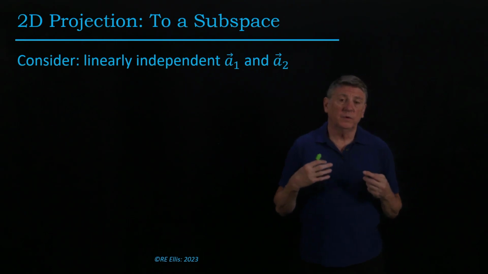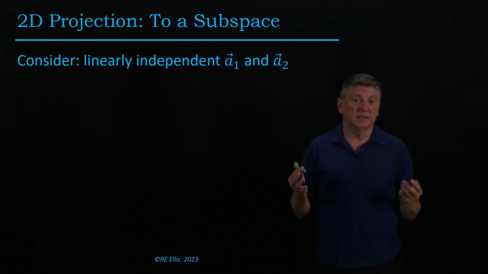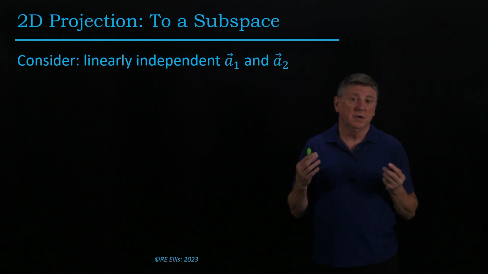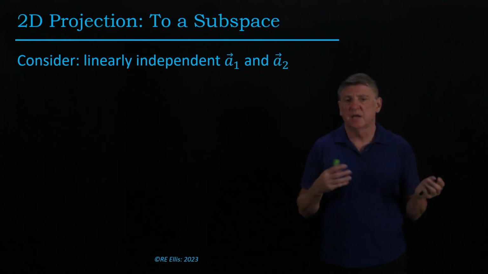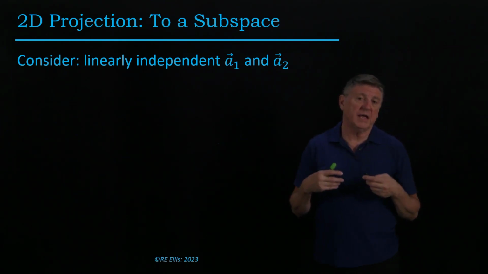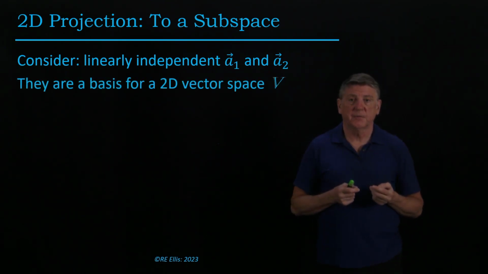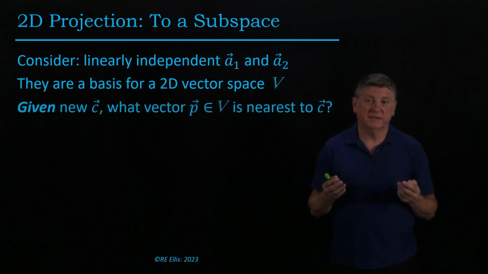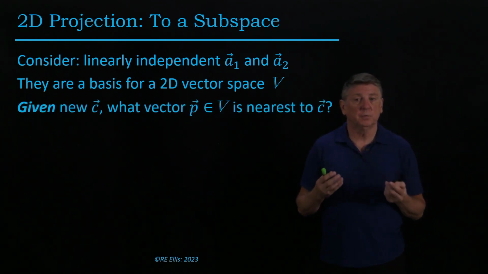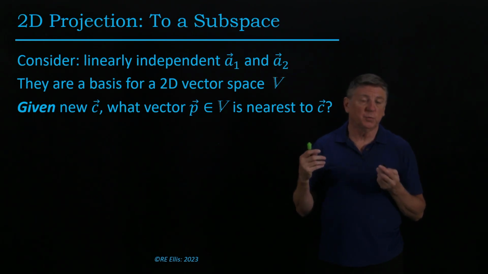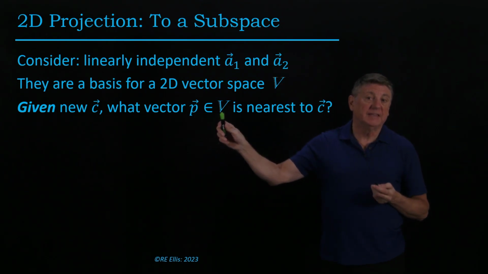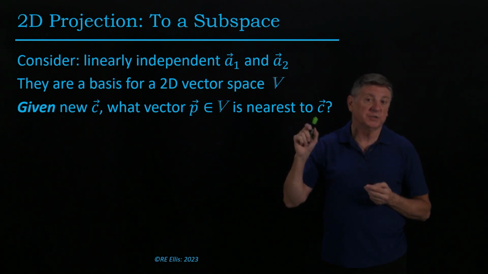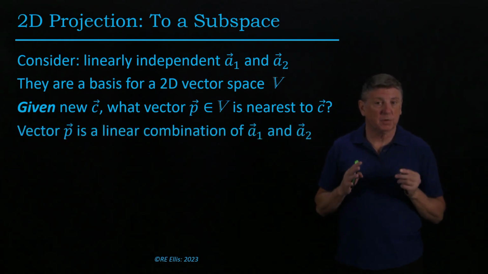To do that, let's think about a subspace. Suppose we have two vectors, A1 and A2, that are linearly independent. For two vectors, that just means neither is zero and they're not scalar multiples of each other. So they are the basis for a two-dimensional vector space. Now the question that we want to answer is, suppose we're given a new vector C. We want to find the projection vector that's in that vector space spanned by these two basis vectors and is closest to C.